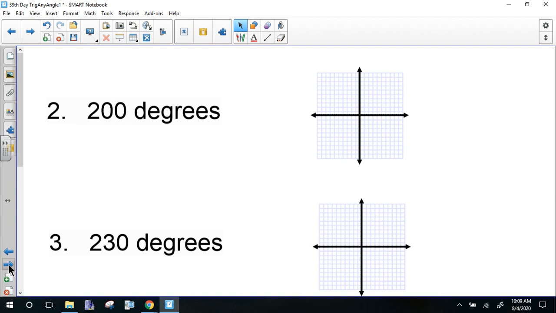200 degrees. Let's draw a 200-degree angle. We're right about there. Where's the closest x-axis? Well, it's right here. Well, how far is that from the x-axis? We went 200 degrees. This is 180, so if we subtract them, it should be 20 degrees. The reference angle would be 20 degrees.